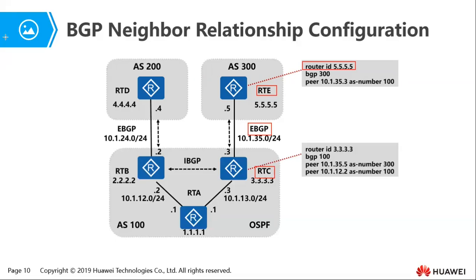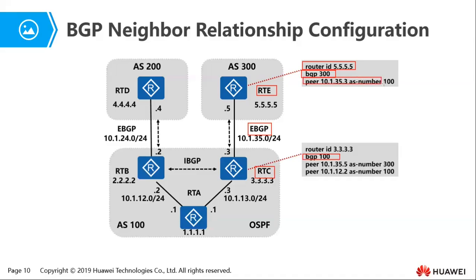Now, other than the router ID, the next thing you have to configure is the AS number that router is in. So you do that by using the command BGP, then you specify the autonomous system number. So BGP 100, because this router is in AS 100. BGP 300, because this router is in AS 300. Okay, now after that, you need to specify the neighbor using the peer command.